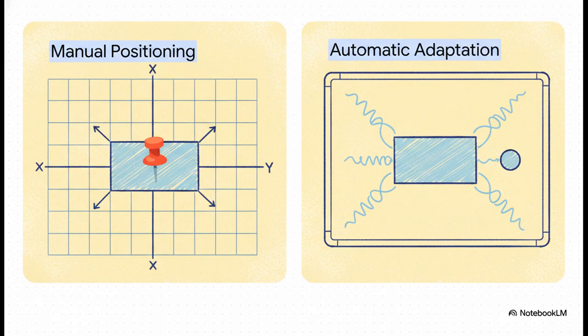Look, if you walk away with just one thing today, let it be this. Frames are about giving absolute commands. Go to this exact spot. Auto layout is about setting relative rules. Always stay centered and stay near the bottom. One is rigid and brittle, the other is fluid and, honestly, a lot smarter.